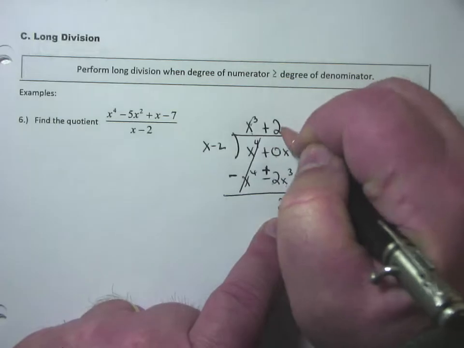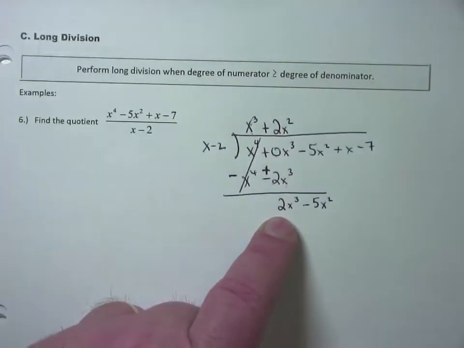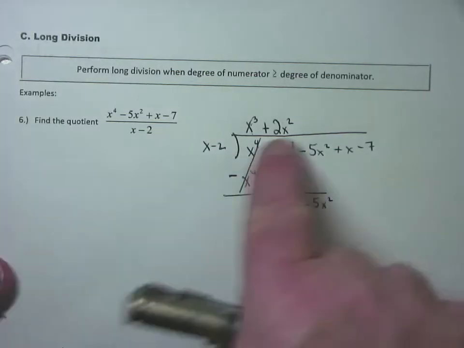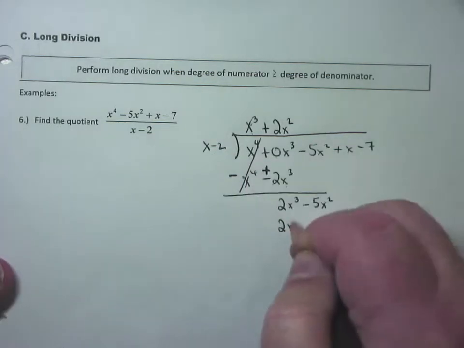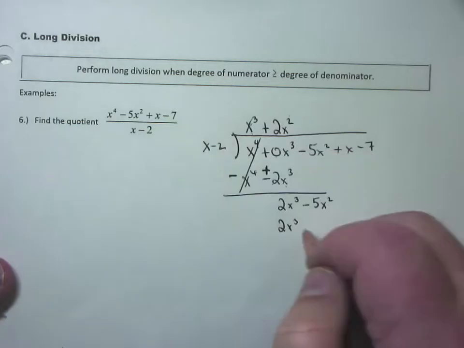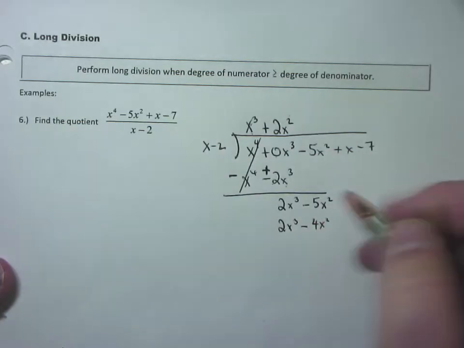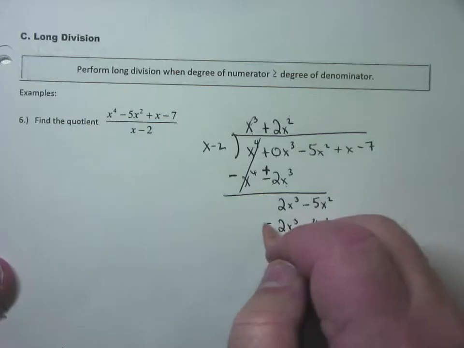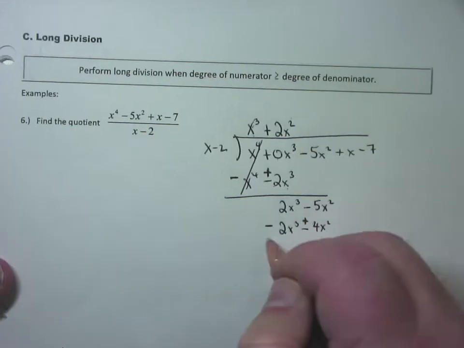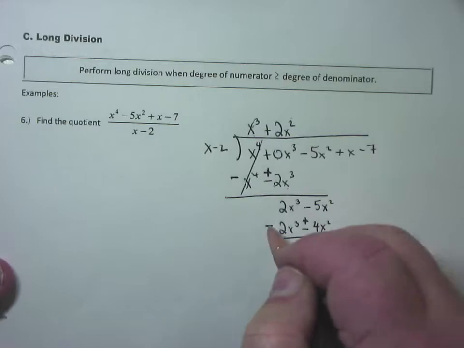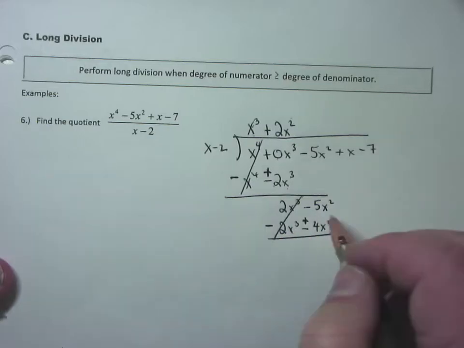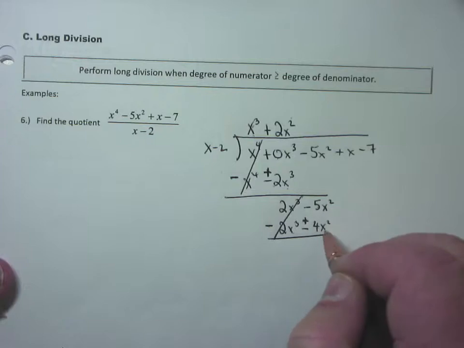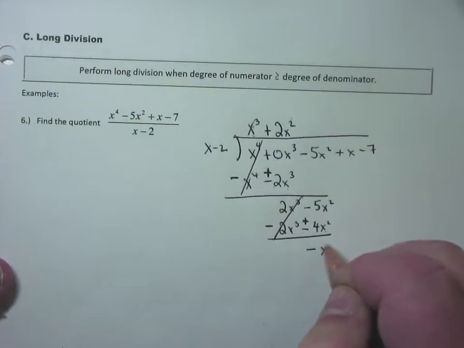Plus 2x squared. And now I'm going to take the 2x squared and multiply by each term in my divisor. 2x squared times x is 2x cubed. 2x squared times minus 2 is minus 4x squared. But now what am I going to do? Subtract, which changes my signs. Minus, this becomes a plus. And the first term, 2x cubed minus 2x cubed, should cancel. And you're left with minus 5x squared plus 4x squared, which leaves me with a negative x squared.